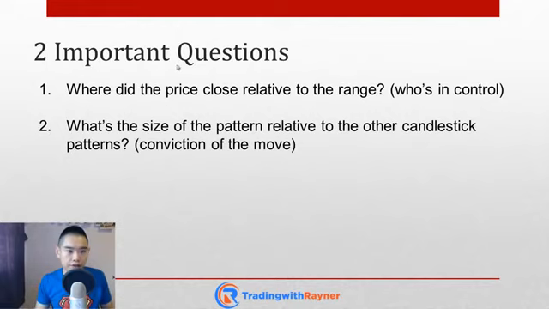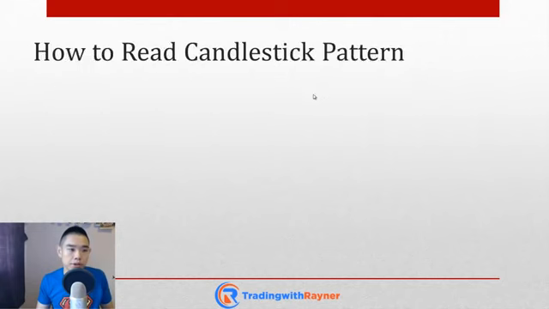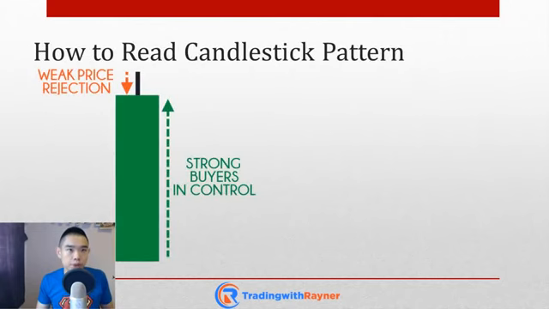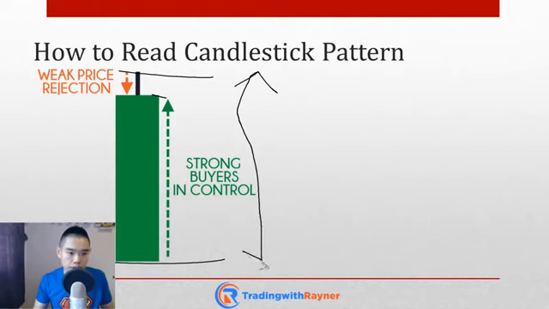Okay, so let's look at the first question. Where did the price close relative to the range? Why is this important? If you look at this, you can see that this green one is what we call the body. This black one is what we call the wick. For this particular candlestick pattern, the price has closed near the upper end of the range. So what is the range? The range is simply the high and the low of the candle. You take the high and the low, from the high all the way down to the low. This is what we call the range of the candle.